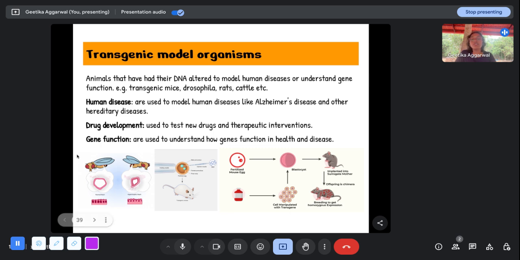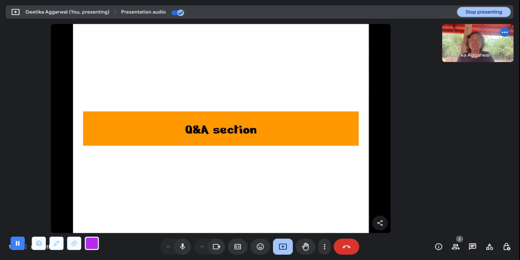And they also allow us to study gene function. They help us study how different genes are functioning and how they are affecting the phenotypes. So this is all about transgenic model organisms.